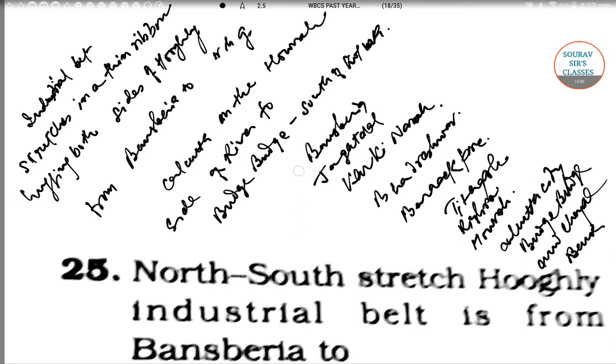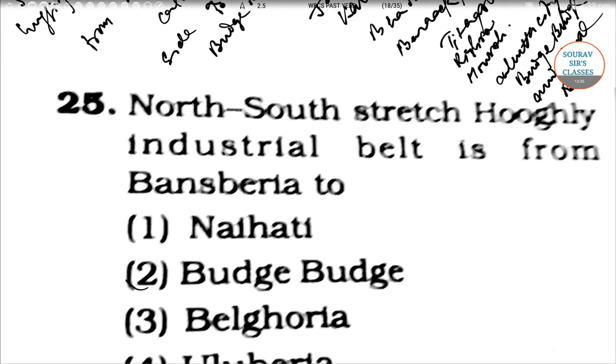The correct option to this question would be Bajbaj. It is option number 2, so we can write that option 2 is correct. Let's move to next question.